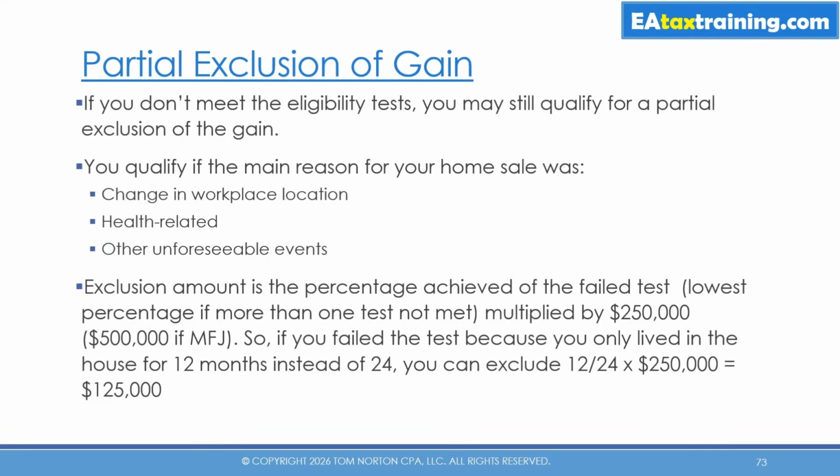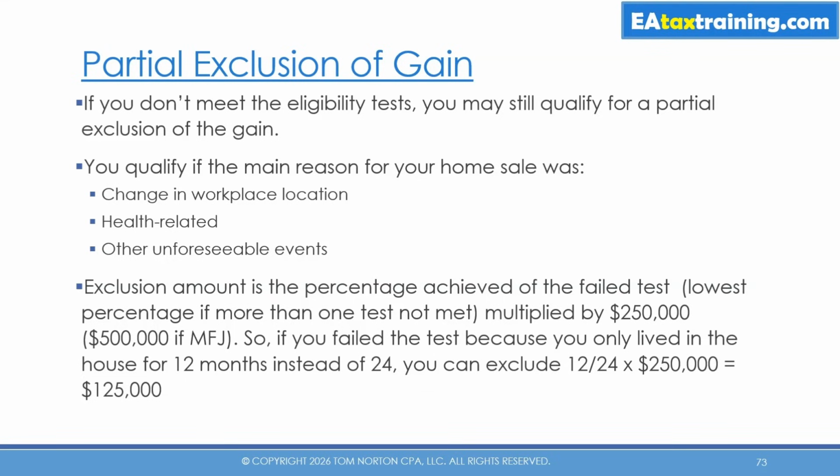Partial exclusion of the gain. So if you don't meet the eligibility tests, you might still qualify for a partial exclusion of the gain. You qualify for this if the main reason that your home was sold was because of a change in workplace location, if it was health related, or due to other unforeseeable events. Of course, you're going to have to be able to prove those things, but as long as you can, you get a partial exclusion. The exclusion amount is the percentage achieved of the failed test, or the lowest percentage if more than one of the tests was failed, multiplied by $250,000, or $500,000 if married filing jointly.